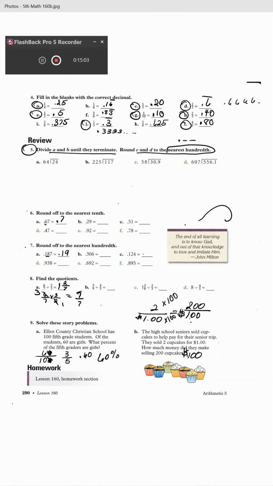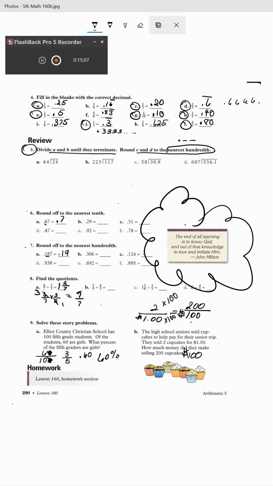Good phrase right here. A lot of times I don't notice them when we do our lessons together. But read that. That's a really good phrase. Something you could write in your best penmanship and hang up on your wall in your bedroom.